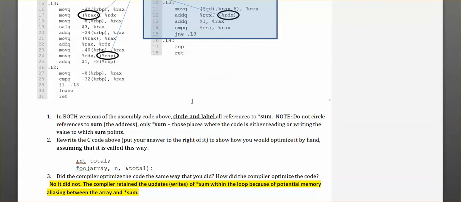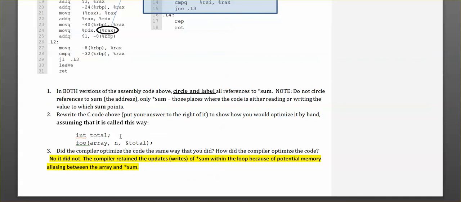So it says, in number 2, rewrite the C code above, put your answer to the right of it, to show how you would optimize it by hand, assuming that it is called this way. Notice that the way it is called is we've got a total, which is a variable, and we're passing it an array and an n and the address of total. Now notice that array and total do not overlap, and so since we know they don't overlap, aliasing is not a problem. If we were to optimize this by hand, how would we do it?